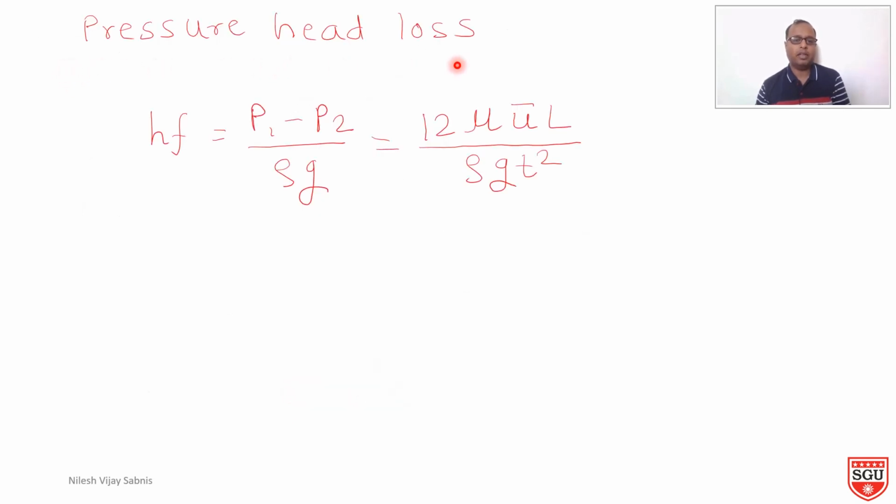Next, we will calculate the pressure head loss. For that, we will divide both sides of the equation by rho g. P1 minus P2 by rho g is nothing but the pressure head loss, which will be equal to 12 mu u bar L divided by rho g into t square, and this is the final equation.